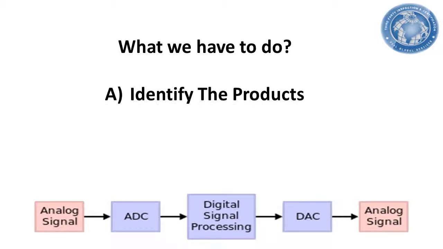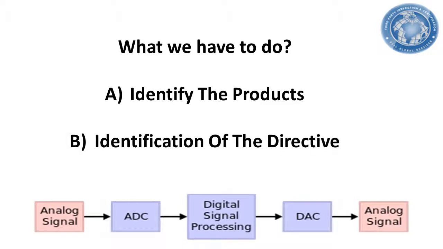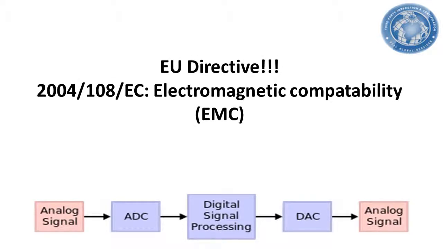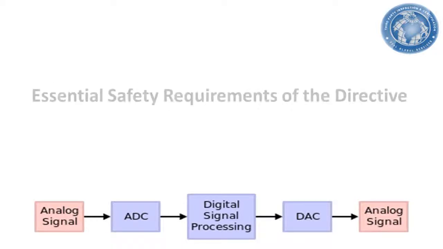First of all, identify the products. There are different models and different variants which you would like to cover in your CE marking process. Next step is very important, that is identification of the directive based on the intended use of the product and the product technology. In our case, the directive applicable is 2004/108/EC, that is electromagnetic compatibility EMC directive.